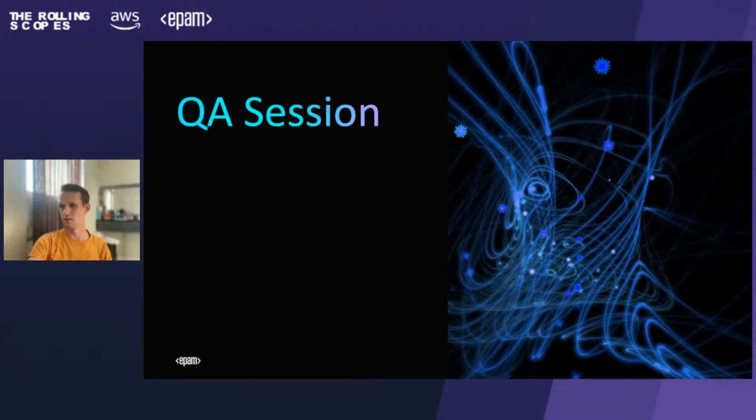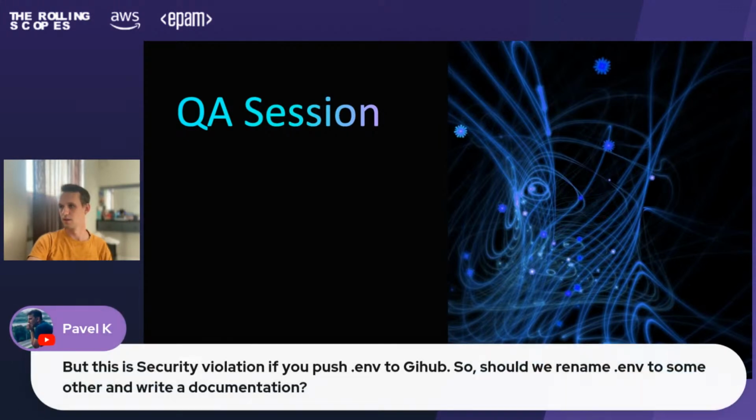Okay. Oh, there's one. Basically, if you push that .env to GitHub, we should remove the .env and write it in the documentation. It's not a good idea, actually, to put any credentials inside our GitHub repository.